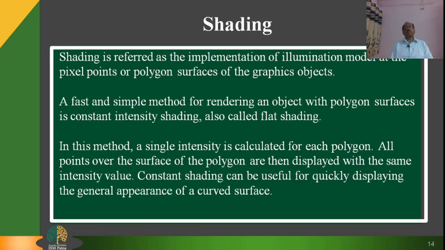Now, the part of the surface which is not visualized, we term as shade. Shading is referred to as the implementation of the illumination model at the pixel points or polygon surfaces of the graphic objects. A fast and simple method for rendering an object with polygon surfaces is constant intensity shading, also called flat shading. In this method, a single intensity is calculated for each polygon. All points over the surface of the polygon are then displayed with the same intensity value. Constant shading can be useful for quickly displaying the general appearance of a curved surface.